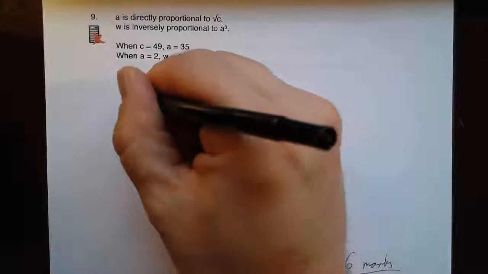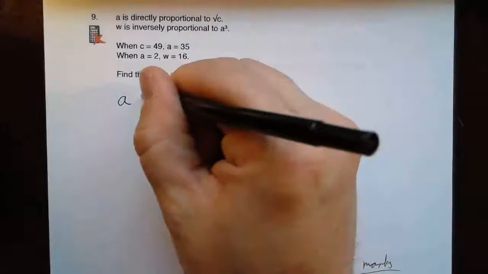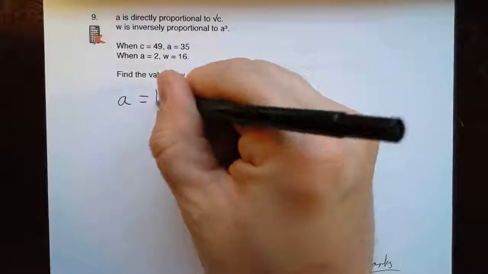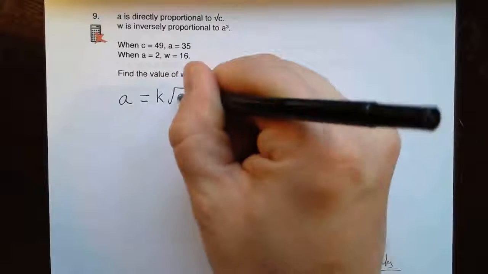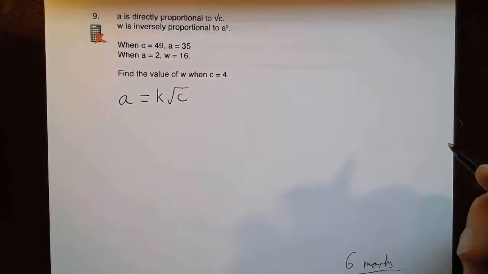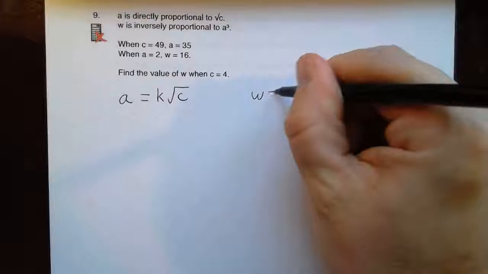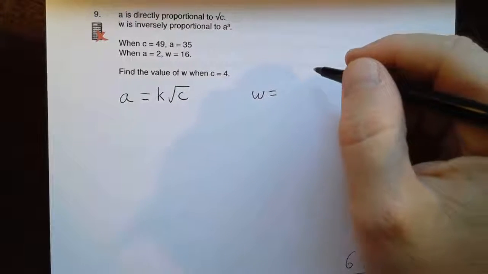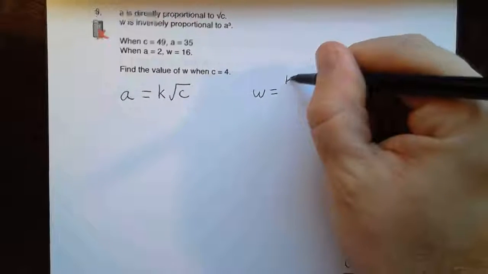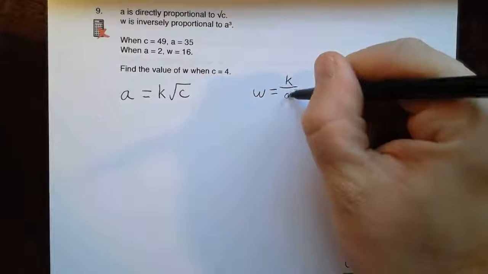So I've got A is directly proportional to the square root of C, so it's A equals k root C. And W is inversely proportional to A cubed, so I'm going to put that over here. W equals k over A cubed.